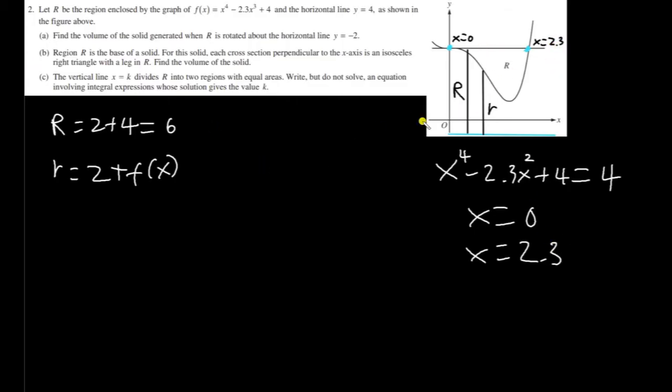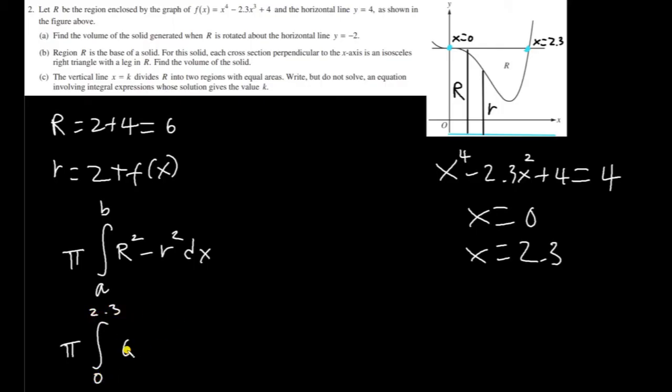So now, to figure out the volume of the solid, all we have to do is plug this into the formula. Just a quick reminder, the formula is pi times the integral from a to b of big R squared minus little r squared dx. In this case, we know that big R and little r are 6 and 2 plus f of x. And a and b are the starting and ending x coordinates. In this case, a is 0 and b is 2.3.